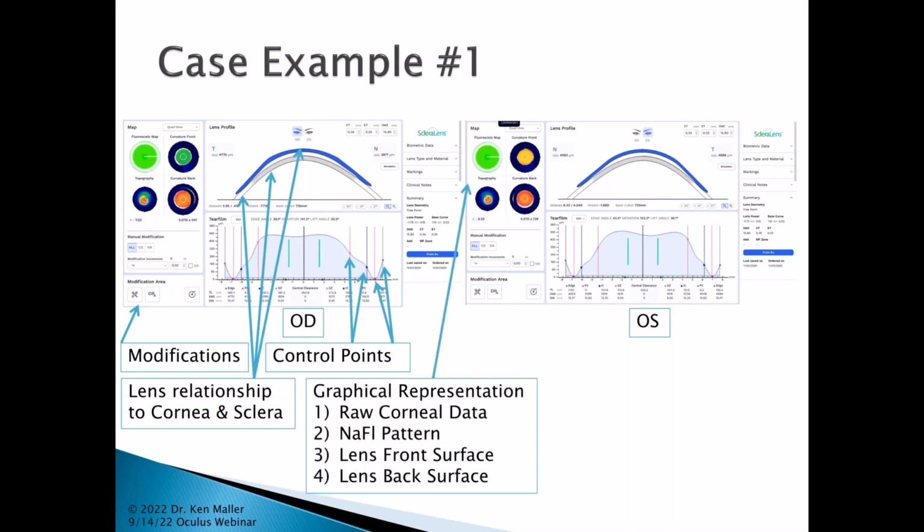In the upper left portion of the screen, this is on the left eye there, you can see 4 graphical representations to give you a very quick view of what's going on with the lens.